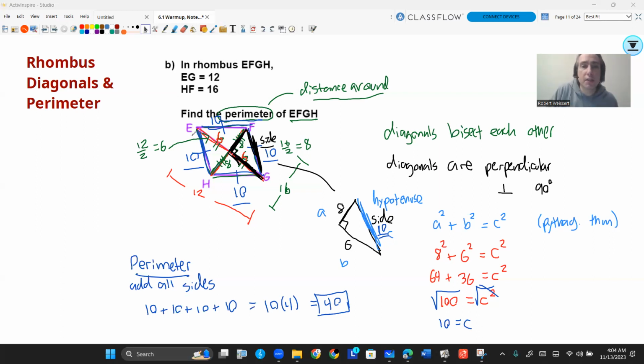The perimeter is the distance around the whole figure. In this case, they're all equal lengths on the sides.